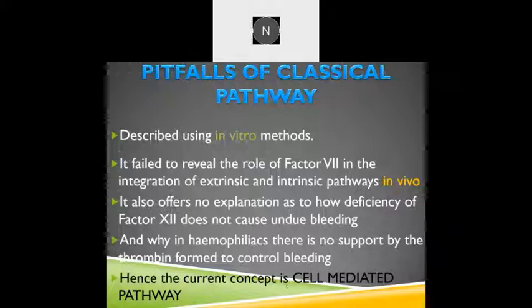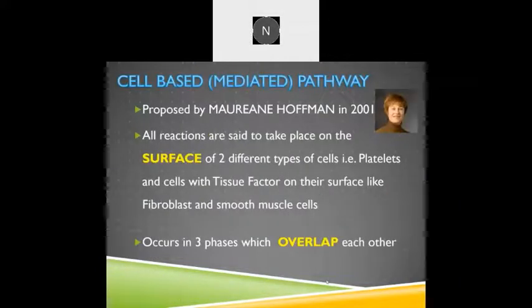So there was another concept mooted called the cell-mediated pathway. This was proposed by Maureen Hoffman, the lady, in 2001, and all reactions are said to take place on the surface of two different types of cells. One is the platelets, and the other is cells with the tissue factor on their surface, like fibroblasts and smooth muscle cells, and it occurs in three phases which overlap each other. That is what they describe.